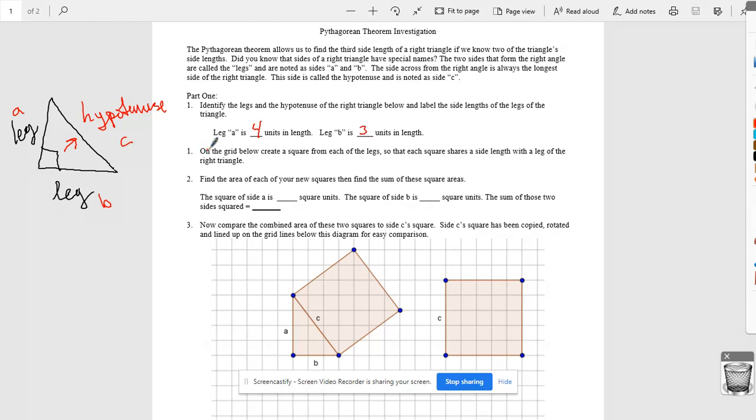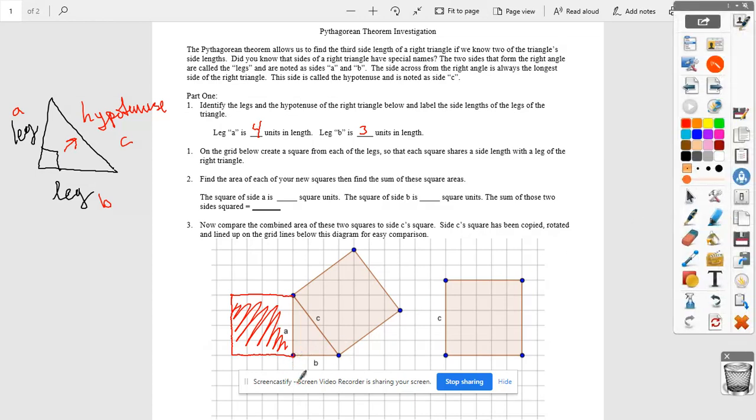Next it says, on the grid below, create a square from each of the legs so that each square shares a side length with the leg of the right triangle. So we're going to create a square based off this leg. And we learned last unit that squares have all four sides congruent. So if this side is 4, then we need to have each other side be 4. 1, 2, 3, 4. Another square coming off of there. And we've got a nice square coming off of A. You can shade it in here.